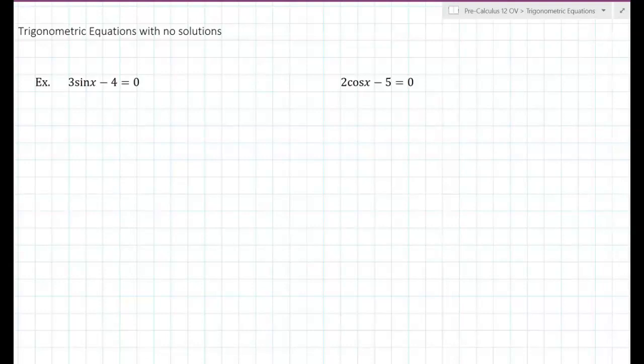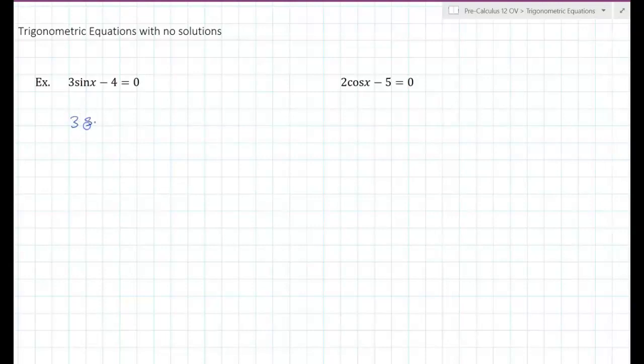Hello again, everyone. So let's go ahead and talk about trigonometric equations that have no solutions, because you can come across those types of trig equations. I just gave you a couple of examples. Let's look at the first one. We want to solve this equation for x, the angle x. So let's go ahead and do that.